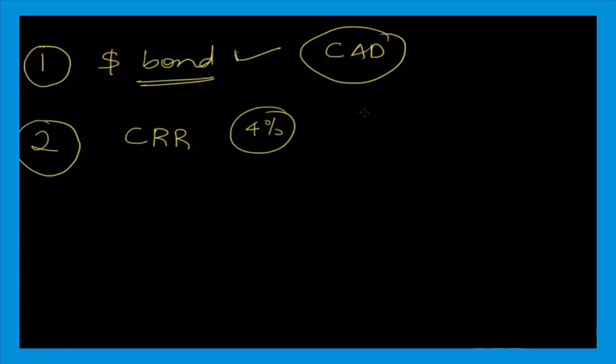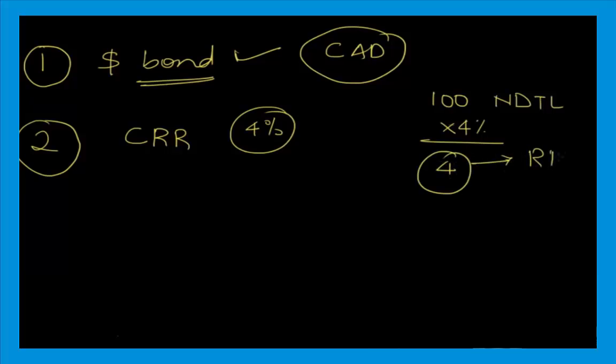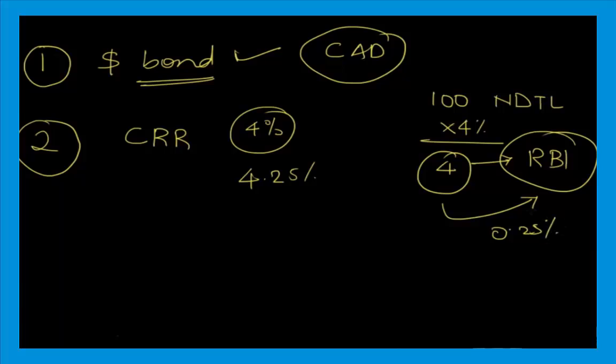CRR is the cash reserve ratio, which means if the bank has 100 rupees of NDTL and CRR is 4%, the bank has to keep 4 rupees with RBI, on which RBI pays no interest. So if the CRR is increased from 4% to 4.25%, every bank will have to keep 0.25% of their NDTL more with RBI, which is another method of reducing the liquidity with the banks and hence the liquidity in the market. I hope you've understood the entire thing.